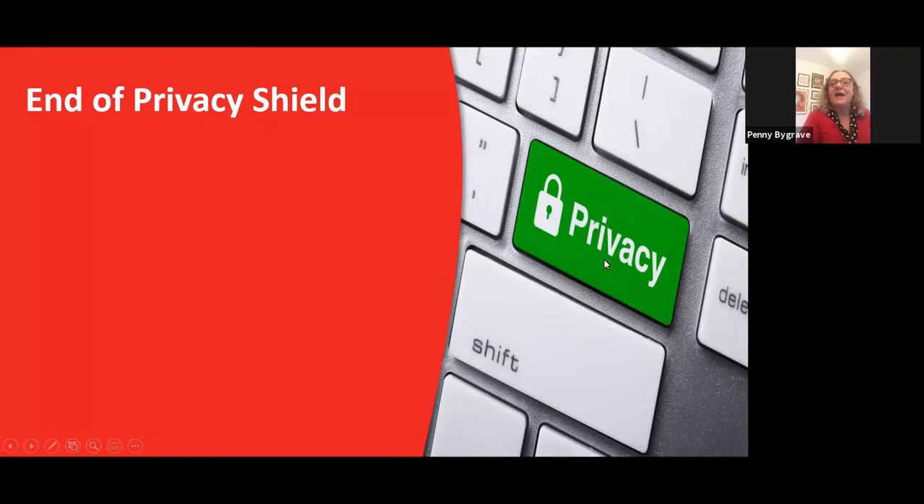Thank you, Rosie. So the third topic that we're going to look at today is the end of Privacy Shield. Just a little bit of background as to what Privacy Shield is, for those of you who may not be aware. Privacy Shield replaced a mechanism called Safe Harbor, which was put in place to permit sharing of personal data from EEA countries with the US, specifically the United States. The Privacy Shield is only relevant to the United States.